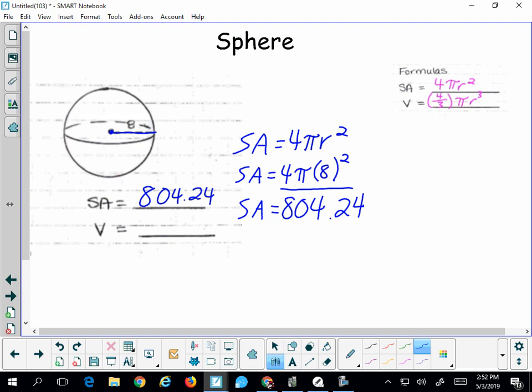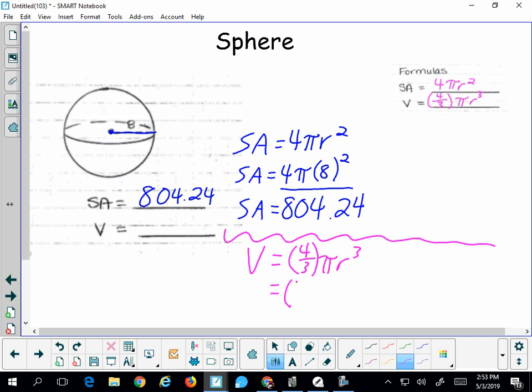Now we're going to look at the volume of the sphere. So for volume, I will just do it down here. Our volume formula that we have listed is 4/3 pi r cubed. Same radius, still 8, so we're just going to plug that in. 4/3 pi times 8 to the 3rd power. Okay?